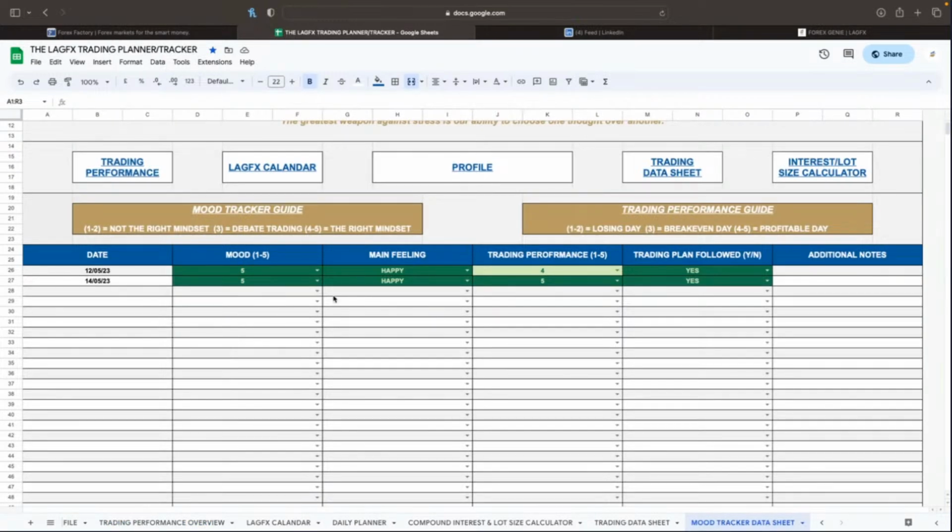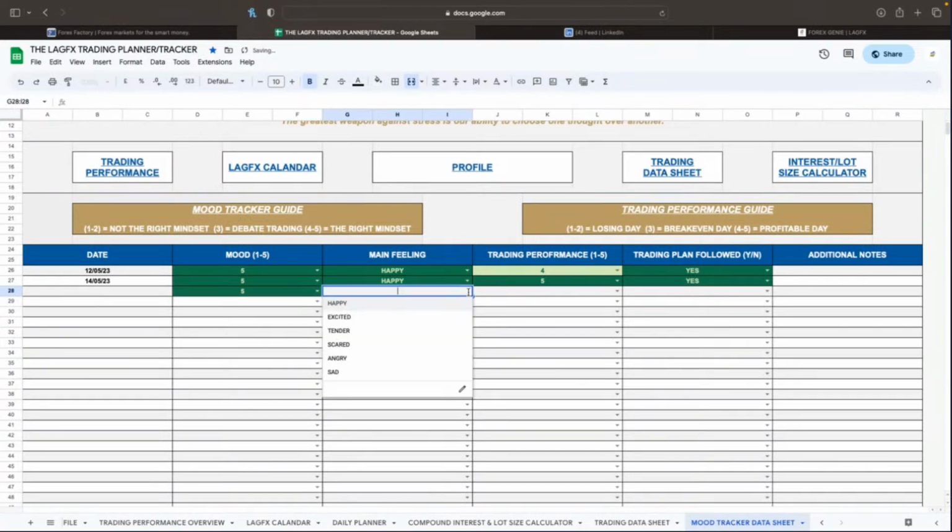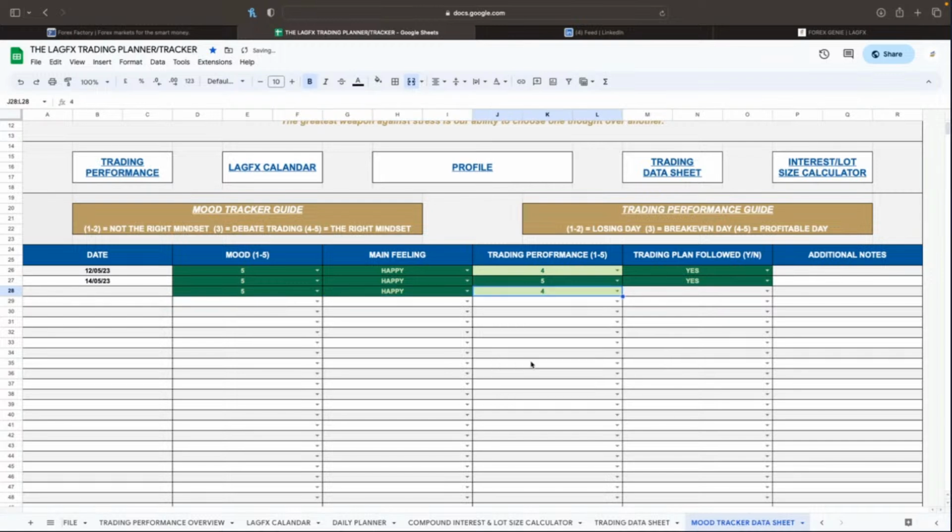And the good thing about this is, when we are filling out these things, we are getting a better understanding of how you perform as a person based on your mood. And you can put additional notes in here. You also have a guide to show you, because we feel it's important to reflect on your trading performance based on how you're feeling and the mood that you are in, because that is obviously going to have an impact. But yeah, that's the Forex Genie.